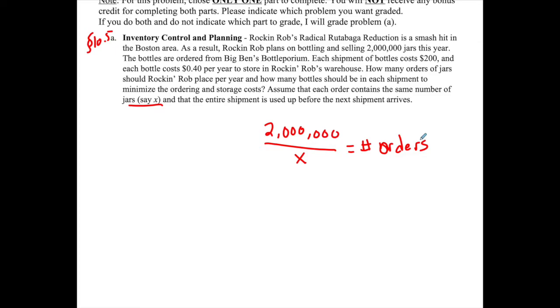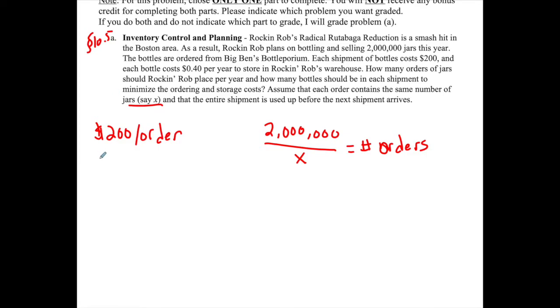Okay? So what I know is a couple other things. I know that it's $200 per order in shipping costs, and that's a flat fee. So that is helpful to me because the more orders I place, the more shipping I'm going to incur. If I place literally 2 million orders of 1 bottle each, that's not good because I'm going to have to pay 200, right? 2 million times. That's not going to be ideal.